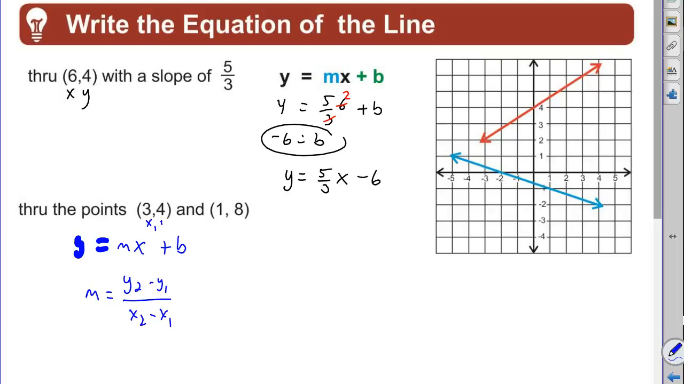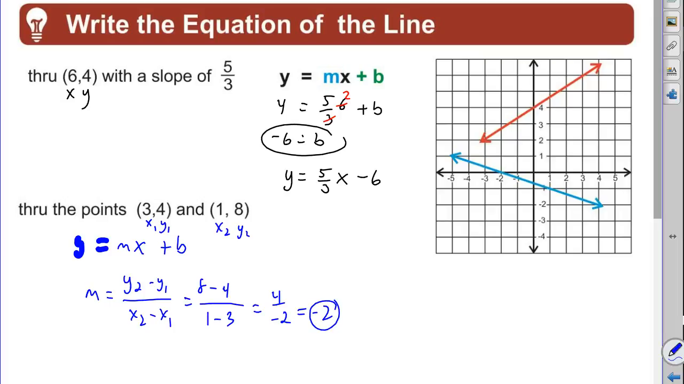Again, remember, let's label our points, x1, y1, x2, y2. We'll sub in those values now. y2 is an 8, minus sign from the formula, y sub 1 is 4. Bottom, x sub 2 is a 1, minus sign from the formula, and x sub 1 is 3. We end up with 4 over negative 2 for a negative 2 slope. All right, so our slope is negative 2.